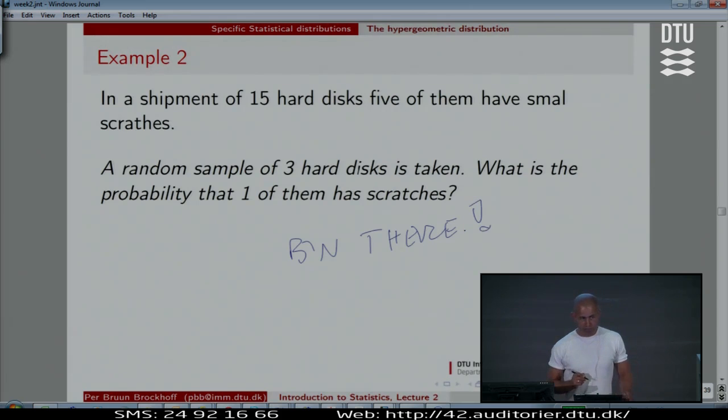We've been there, we've done it, we've seen it. That was the one I just did before. This ended the hypergeometrical part. So George, we jump quickly to the next.